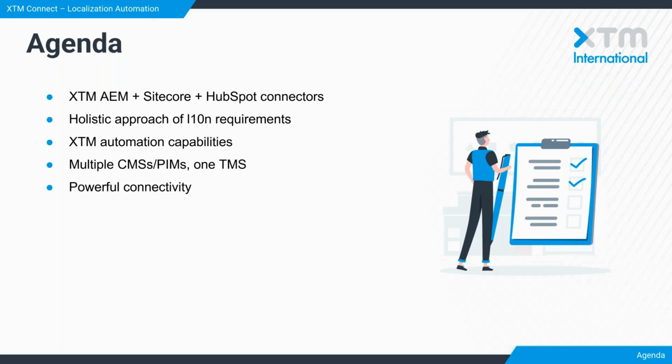And this is due to the powerful automation capabilities of XTM, allowing you to connect multiple CMSs and PIMs into one TMS, utilizing powerful technology like translation memory, terminology, and an integrated CAT tool, all in one tool, and allowing you to use that powerful connectivity to perform all the organization requirements in one system.